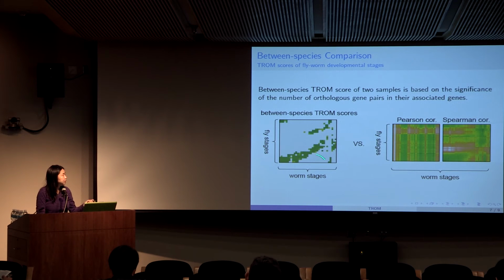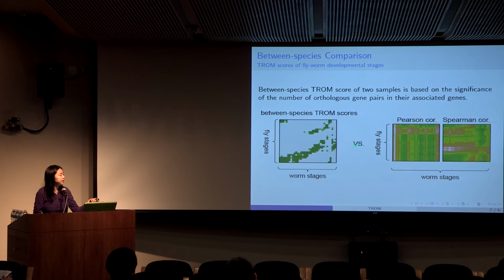You have the worm stages, fly stages, and this is the result. Here the comparison is based on the number of shared orthologs in their associated genes. So between a fly stage and a worm stage, we take their associated genes and count how many of them are orthologs. And then we test whether this is significant. So this is from Pearson correlation, Spearman correlation. You see the signal of these two is not as clear.